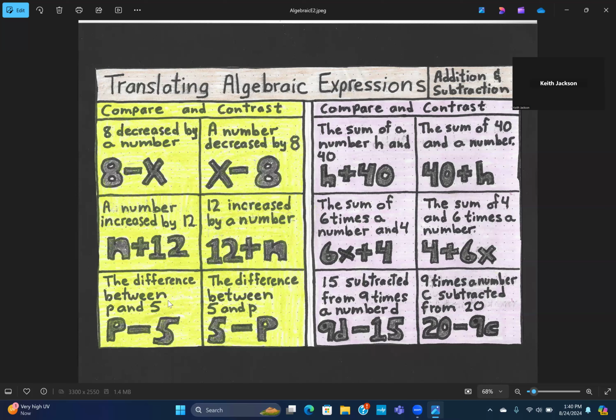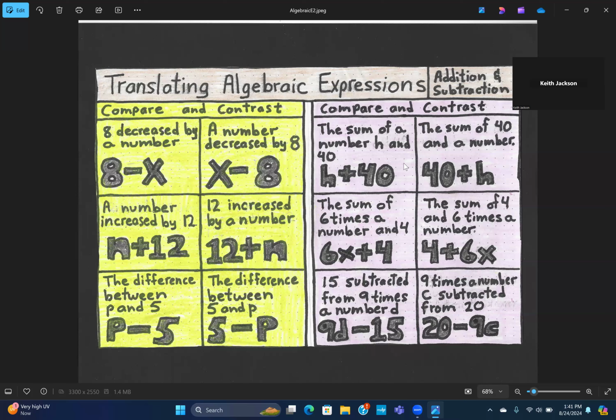Let's go to our third subtraction example, in which we have the difference between p and 5. Yes, you guessed it, p goes first, minus 5. p minus 5, the difference between p and 5, will be illustrated right here as a numerical expression. Now let's compare that to this one, in which we have the difference between 5 and p. We're going to put 5 out front, 5 minus p, because 5 is stated first in this particular expression.